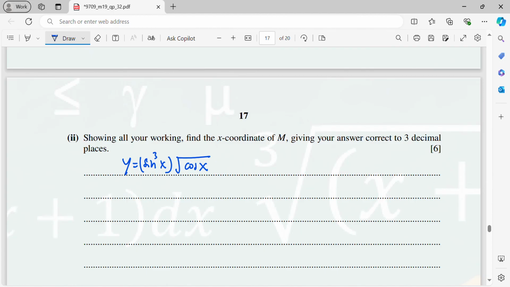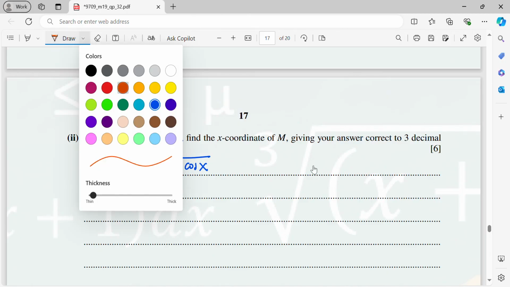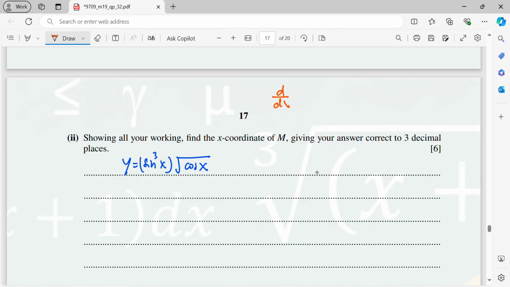So I need to differentiate, and there are two terms here. Therefore, we need to apply the product rule. That is u v prime plus v u prime. So now my first term, my u, okay, so here my u is basically sin cubed x. This sin cubed x is the same as the cube of sin x.